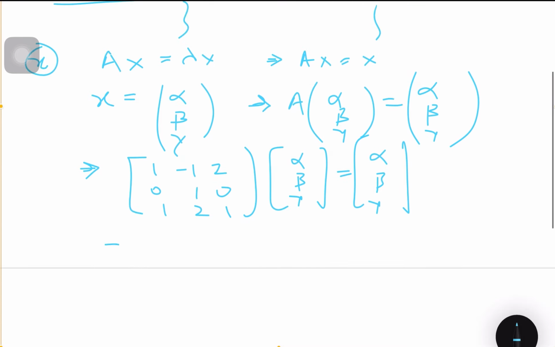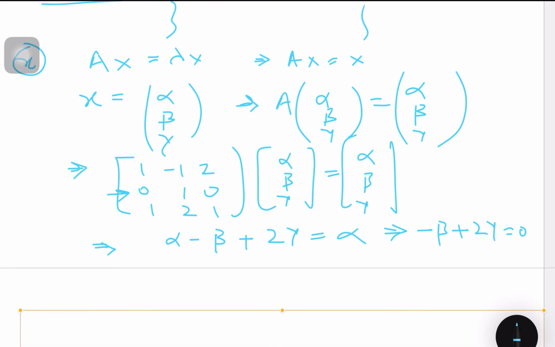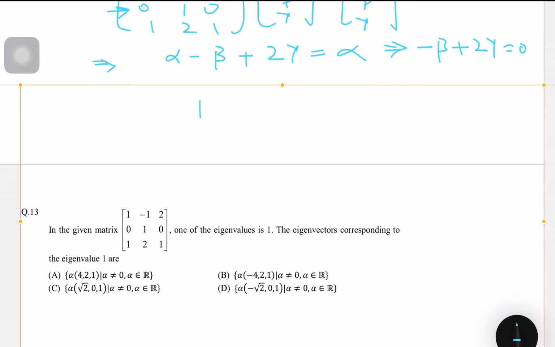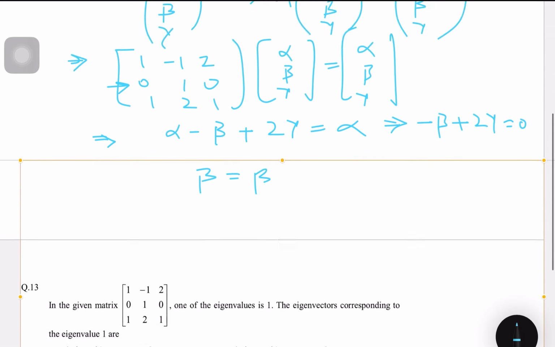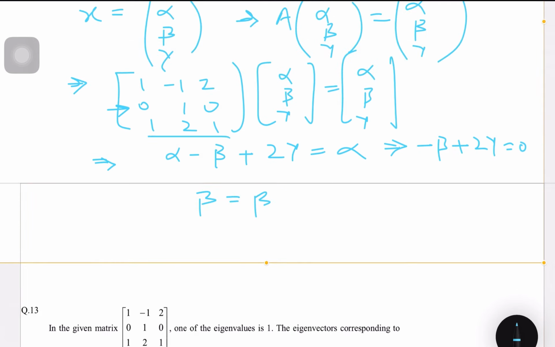So we can solve this. You will get alpha minus beta plus 2 gamma equal to alpha. So when you solve this, minus beta plus 2 gamma is equal to 0. From the second row, you will get beta is equal to beta, so this is of no use as such. And from the third row, you will get alpha plus 2 beta plus gamma is equal to gamma. On solving this, you will get alpha plus 2 beta is equal to 0.